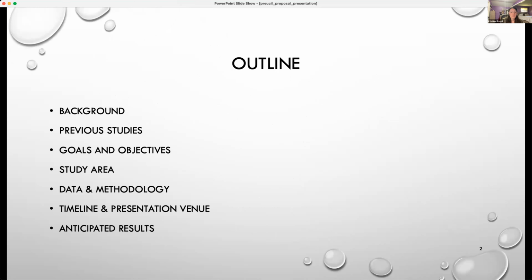So I'll start by giving some background context of the project and its related topics, and then we'll move on to some previous studies. Then I'll discuss the goals and research objectives that were guiding this project. Next, we'll talk about the study area, data sources and methodology. And then to wrap up, I'll talk about my timeline and presentation location, along with some anticipated results.